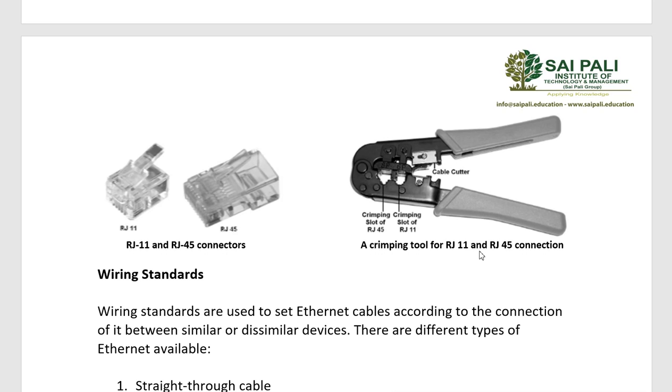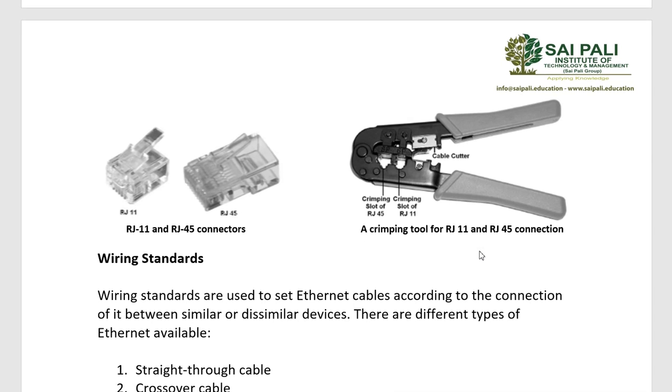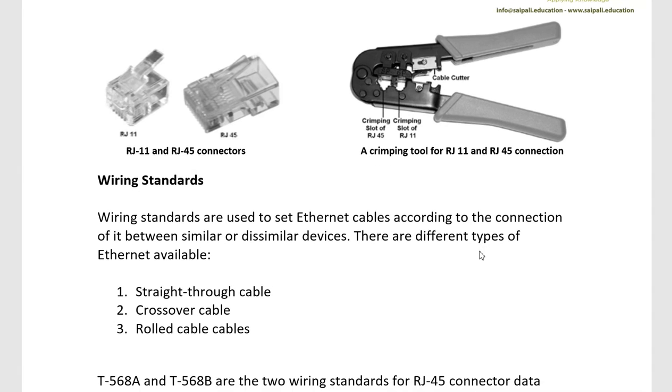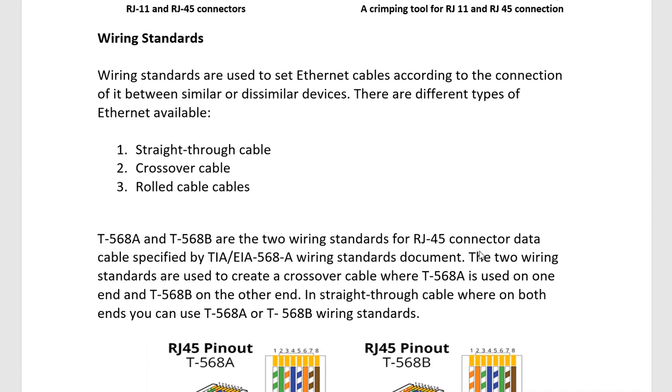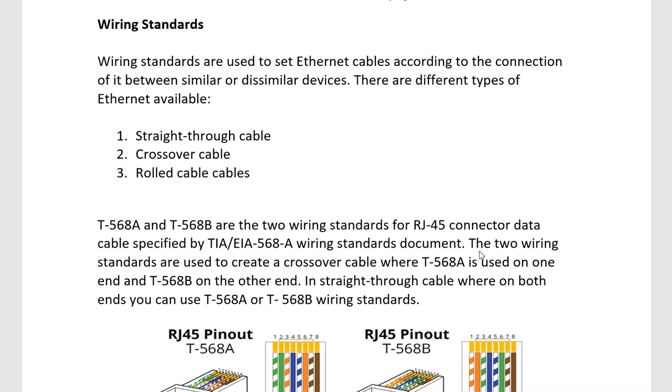Now, wiring standard. When you are doing the crimping, we have to think about the color combination. You have to think about how you want to connect the cable to the connector. So when we try to connect the cable to the RJ45 connector, we have to think about these wire standards. These wire standards are used to set up Ethernet cable according to the connection between similar or dissimilar devices. There are different types of Ethernet cable available. First is straight through cable, then we have crossover cable, and then we have rollover cable. So these are the three standards we have when connecting the connector to the cable.